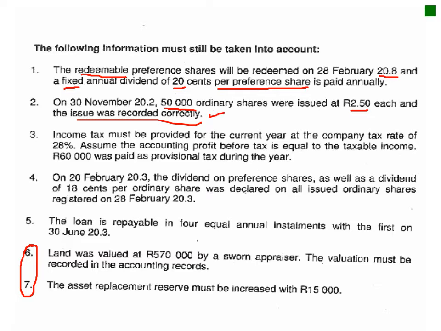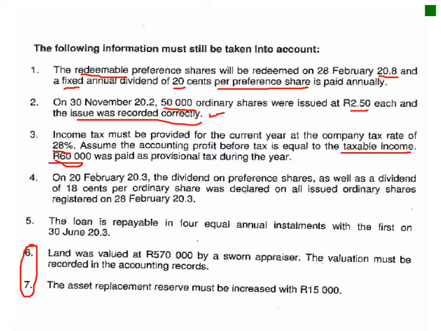The income tax must be provided for the current year at a rate of 28%, so we're going to have to do that. We can assume the accounting profit before tax is the same as taxable income. That will be standard when we do Accounting 1-1. And they're also telling us we've already paid 60,000 of provisional tax. Tax has been paid in advance for the year.